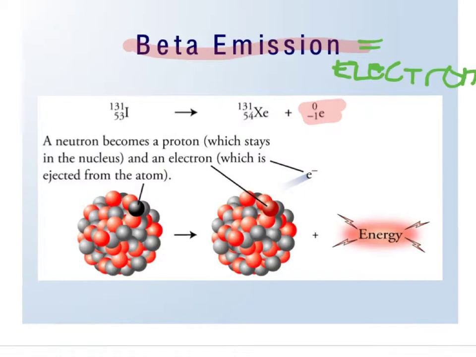Second type of emission is called beta emission. In beta emission, you get rid of an electron. So here I have an iodine atom. I'm going to release an electron. You notice that my atomic number will actually go up from 53 to 54. A neutron becomes a proton, and an electron is ejected. That again releases energy.